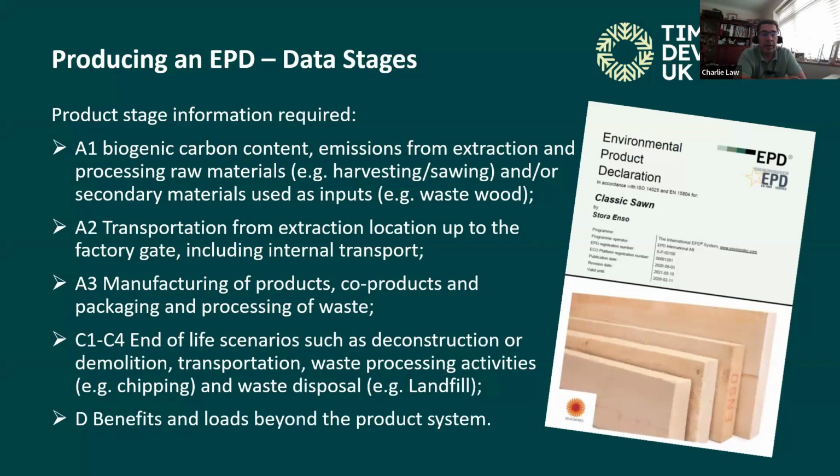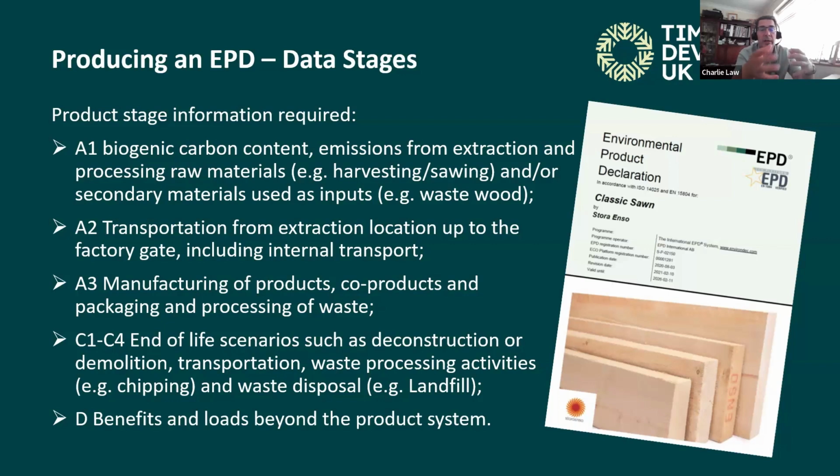The other thing you need to look at is the data stages that you need to assess. And like we said before, you need to do A1 to 3, C1 to 4, and D. So A1 includes your biogenic carbon content. That's where you'd say, right, this piece of timber can include so much CO2, but also you'll have emissions in there from the extraction process and processing of the raw materials. So that's things like harvesting and sawing in that process.